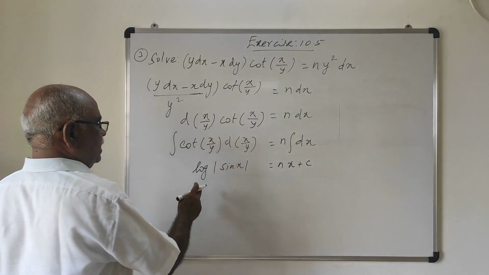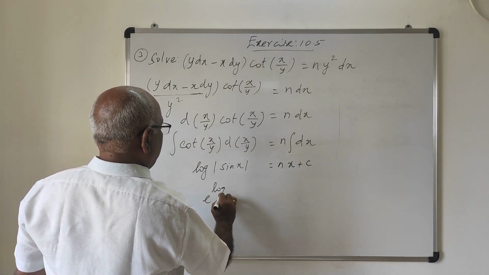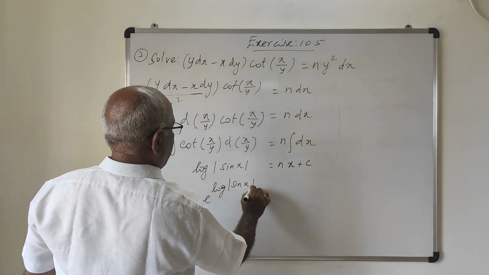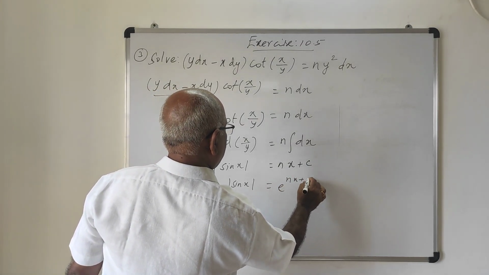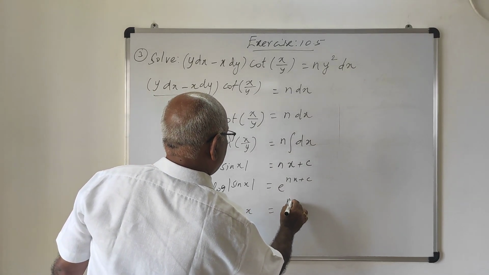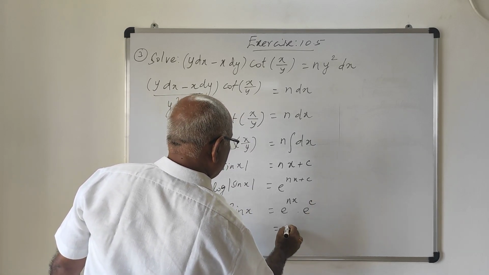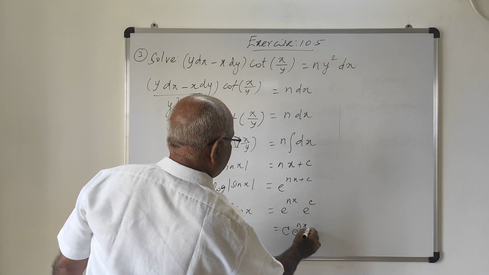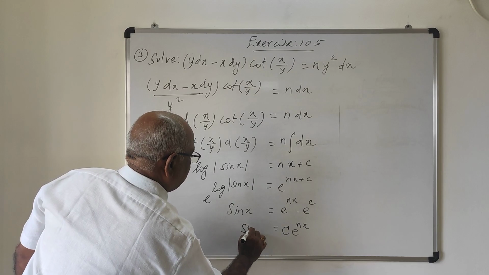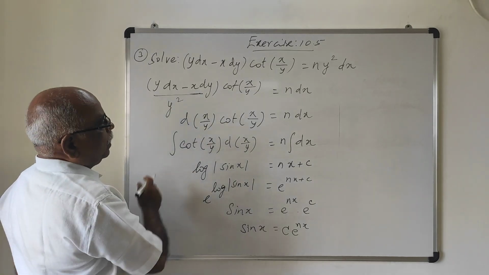Now raising e power on both sides, e power log of sin x equal to e power nx plus c. E power log is 1, so you will get sin x only. Sin x equal to e power nx plus c, which is e power nx into e power c. That e power c is again a constant c, e power nx. Left hand side is sin x. That is the answer. This is the general solution for this problem.